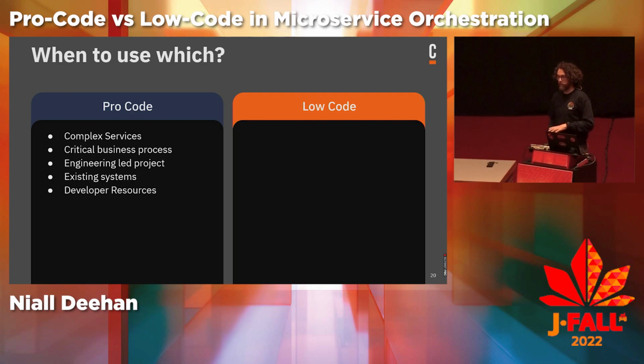Also, another very important one is developer resources. One of the big benefits of low-code is that you often don't need skilled developers to build these things because it's not really a requirement. A skilled developer could do it, that's no problem, but it's not a requirement. And if you have the developer resources, you probably should opt for pro-code in general. Probably a good idea.